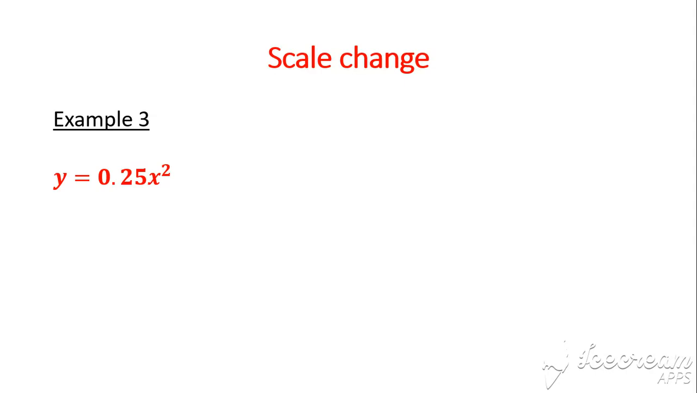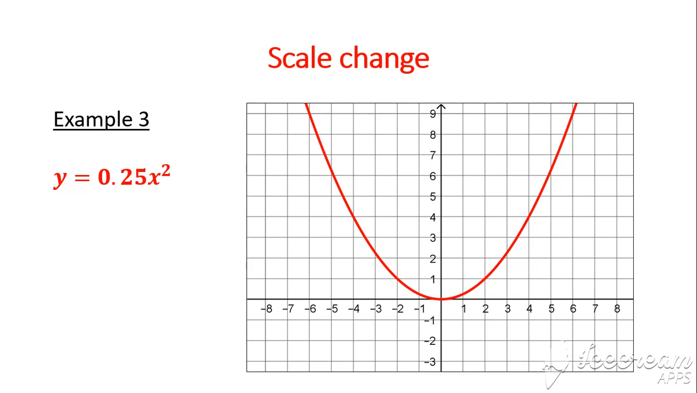Okay, here's example 3. Y equal to 0.25x squared. So the number a out the front of x squared doesn't have to be a whole number. It can be any number you like. Well, here's what the graph looks like. It's quite a wide graph. If you think about the 0.5 was getting a bit wider, well, 0.25 is even smaller and the graph's getting even wider.